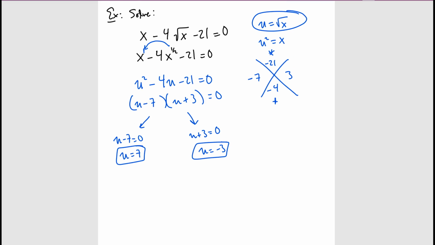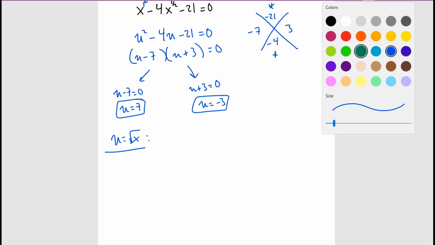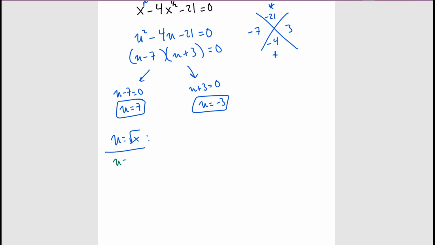Now we remember, we made a substitution. u was equal to square root of x. So now we have to check. We first got u equals 7, so I'm going to plug in the u in there. So 7 is equal to the square root of x. I'm going to square both sides to get rid of the square root. So x is equal to 49. Notice, we don't add plus or minus, we're not taking a square root.